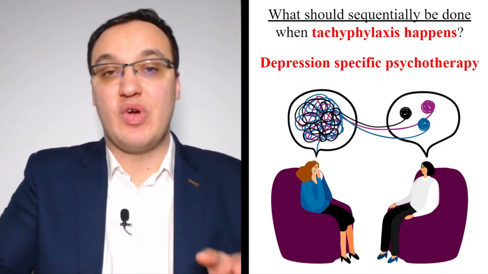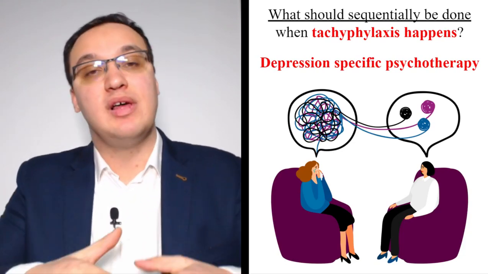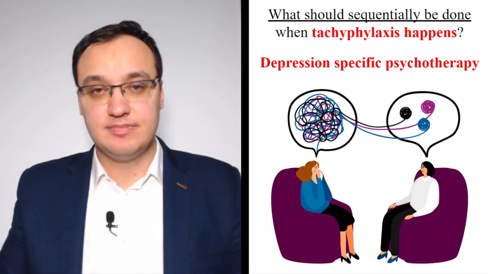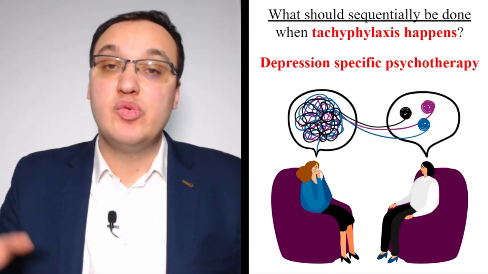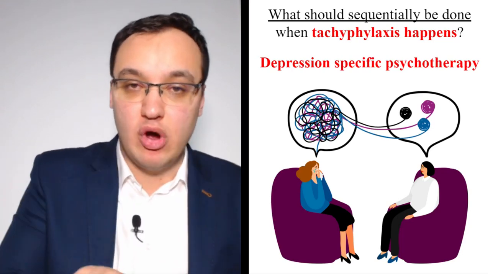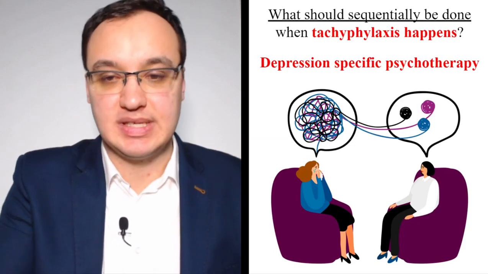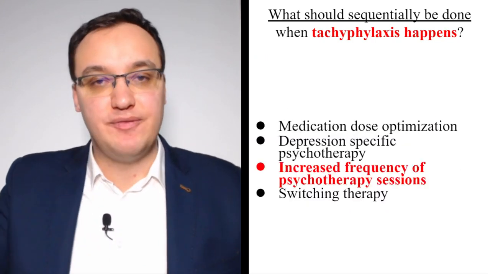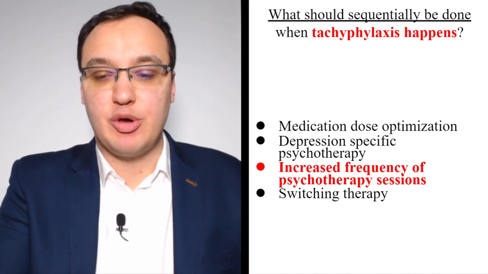So we said we had 2 weeks, then 1 month, then 3 months, then 6 months. Now, let's say we have 6 months. Every 6 months we are dealing with this patient. Now we will change it to 3 months again. We will increase the frequency of the appointments. Okay. Now every 3 months, and if that is not enough, then every month. Increase the frequency of psychotherapy sessions.